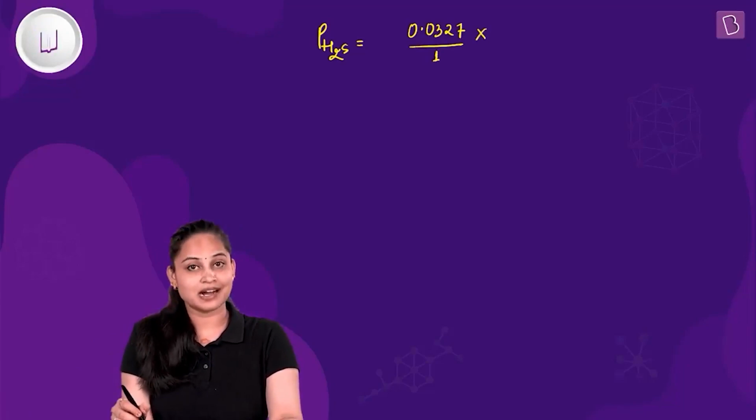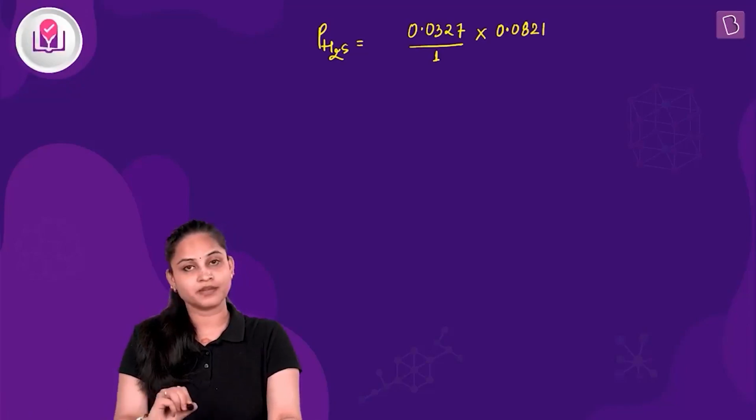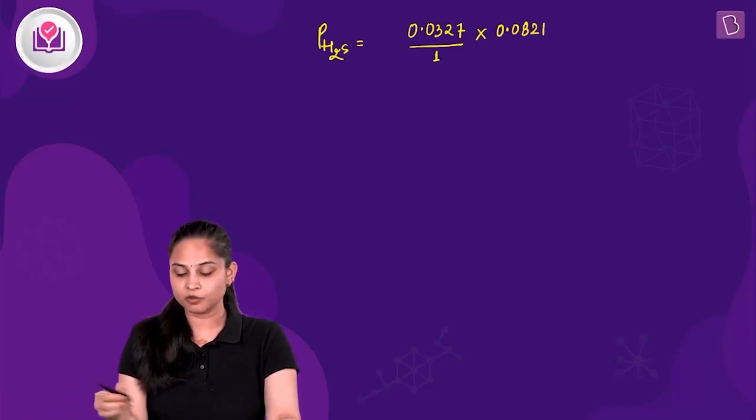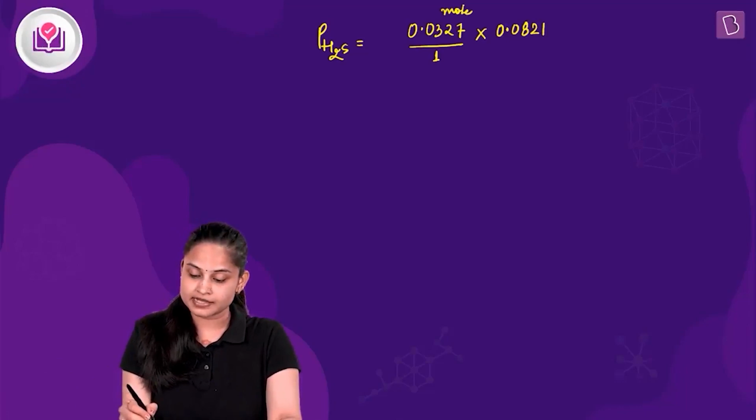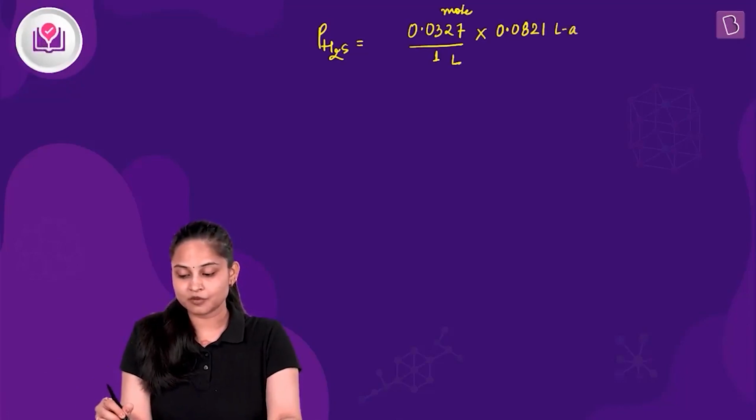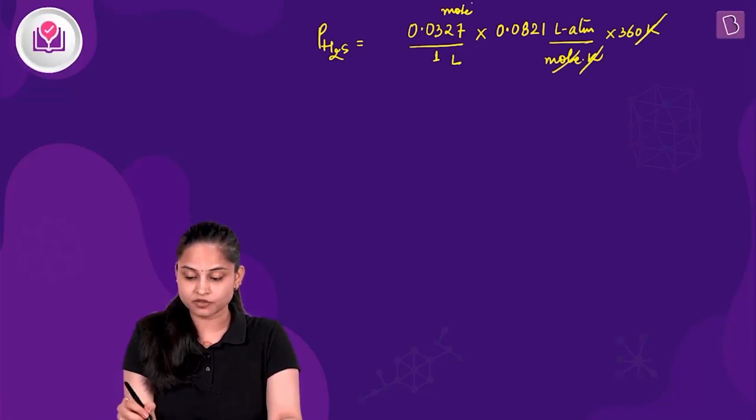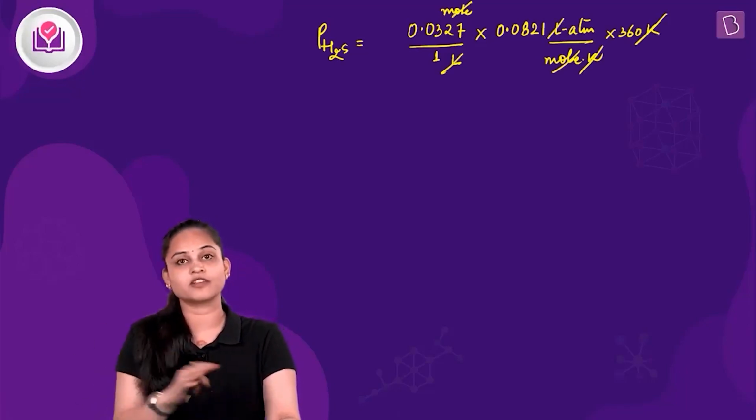So multiplied by R, we are going to take the value of R in terms of liter atmosphere. So it will be 0.0821 liter atmosphere per Kelvin per mole, because this is in moles and this is liter. So it's liter atmosphere per mole per Kelvin multiplied by 360 Kelvin. Kelvin cancels with Kelvin, mole cancels with mole, liter cancels with liter. We are left with ATM.